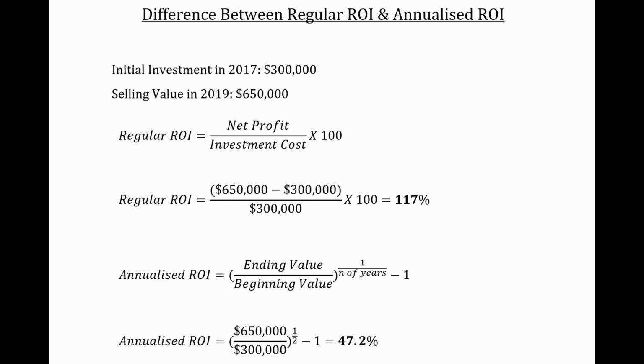Let's give an example of the difference between the regular ROI and the annualized ROI. Say you bought a property for $300,000 in 2017 and sold it for $650,000 in 2019. This would make your regular ROI 117%, whereas the annualized ROI would be 47.2%. These are very clearly substantially different, so it's important to keep them both in mind.